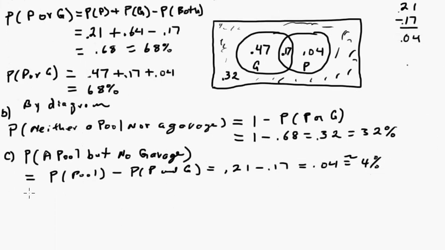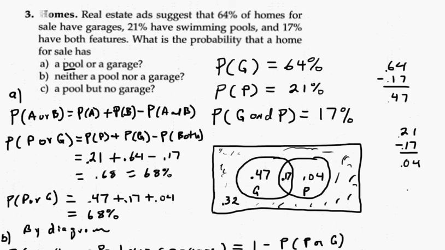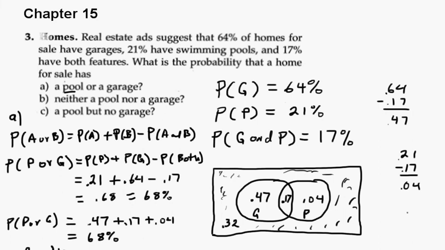Now, you could just say 0.04 equals 4%, and if you want, just say by the diagram. So for all of these you could say by the diagram, providing you make a diagram. Okay, so I hope that helps with this problem. Good luck.